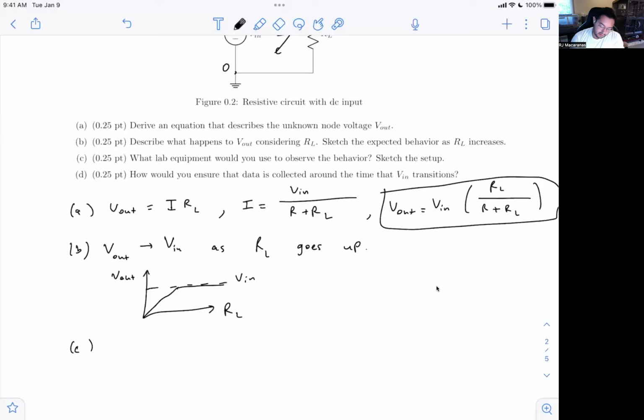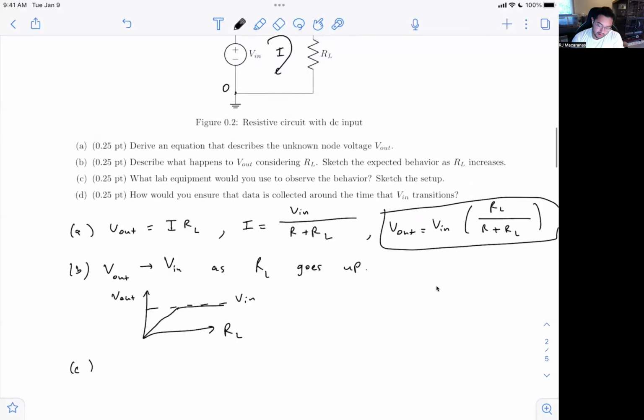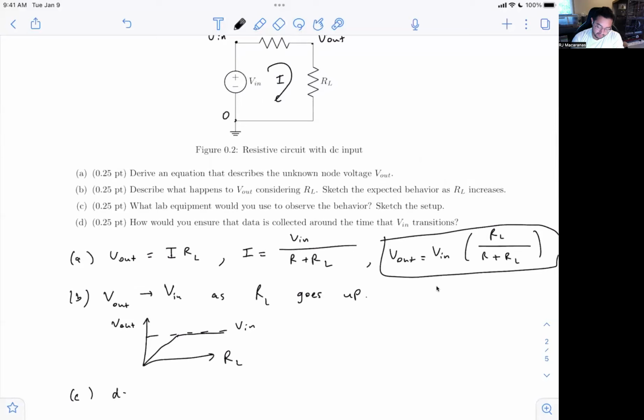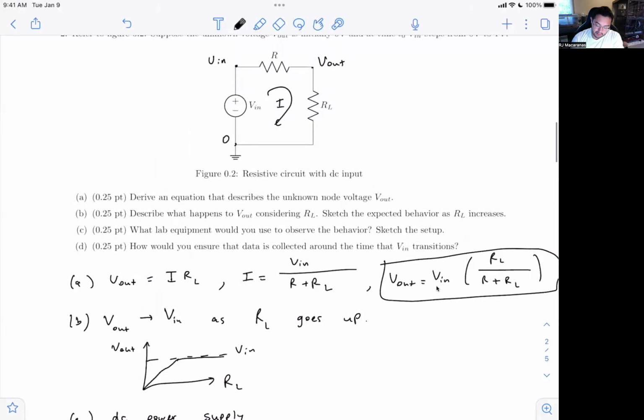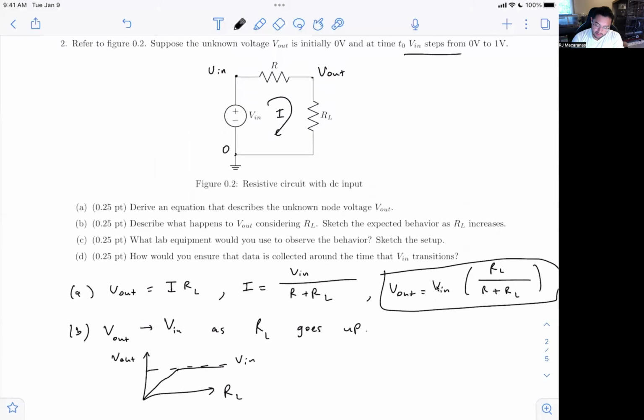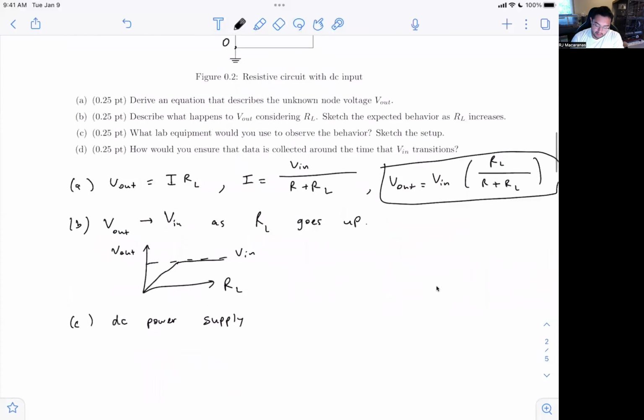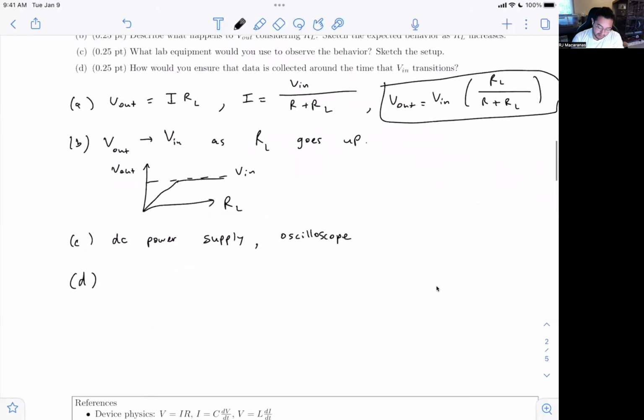All right, so part C, what lab equipment? Well, we've got a constant voltage source, so a DC power supply would be good. And we're looking at something that, right, so the input voltage is going to step. So we also want an oscilloscope. And we're looking at part D, how do we ensure that data is collected around the time that Vin transitions?